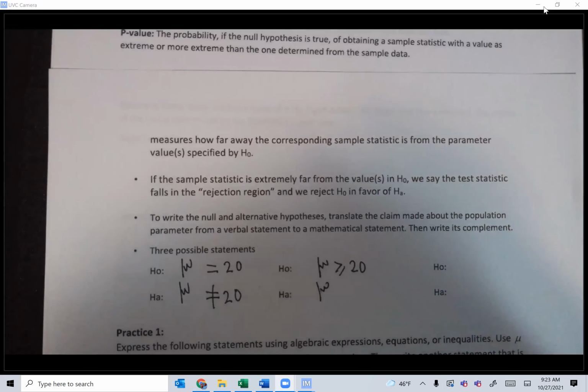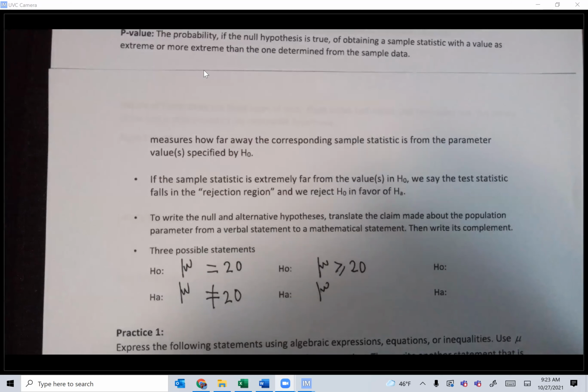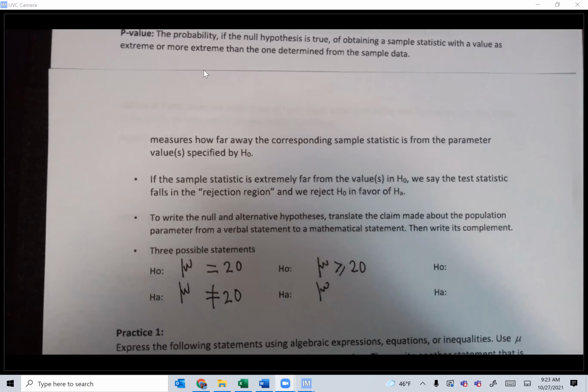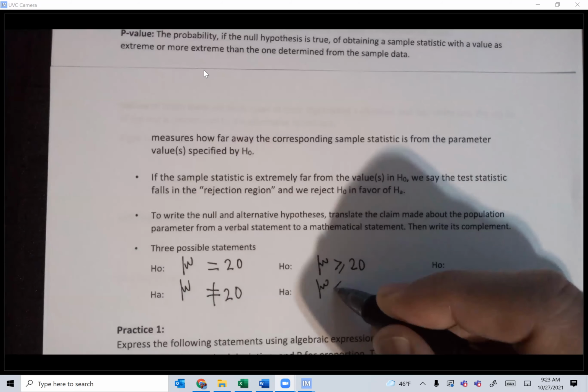Yes. You can put the answer in chat. Less than sign.